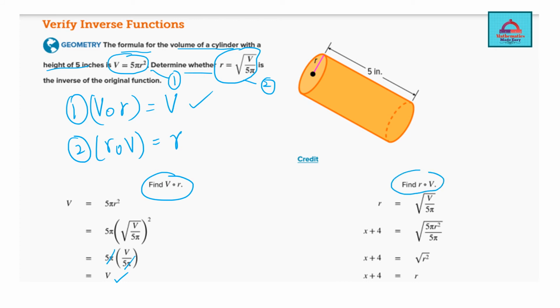Let's find R∘V. R is equal to this value. So in place of the function you now replace the value and simplify, and you see that it comes out to be r. So R∘V is also equal to r. Both are identity. The condition is satisfied, so yes, they are both inverses.